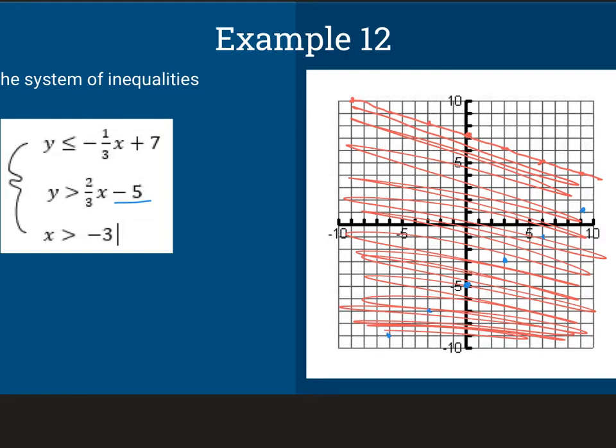Now, we notice here that the inequality is just greater than. There is no equal to, so I'm going to draw a dashed line. There's your dashed line. It says greater than, so let's go ahead and shade in all the y values greater than this equation right here, than this line. So let's shade all that in.